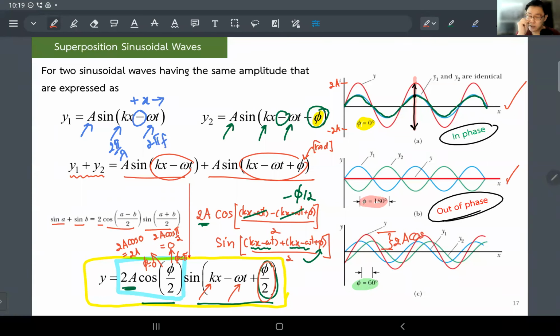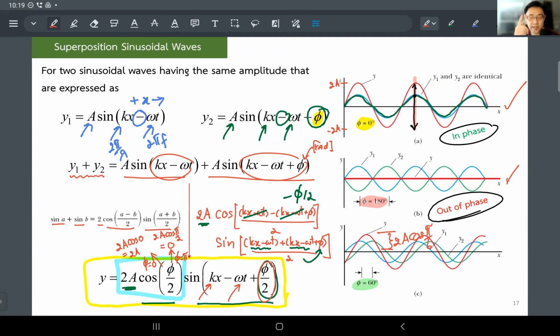Pi over 3. So you divide it by 2. So it's going to be pi over 6 right there. Isn't that cool? All right. And with that, then you can determine the resultant amplitude of the combined wave.